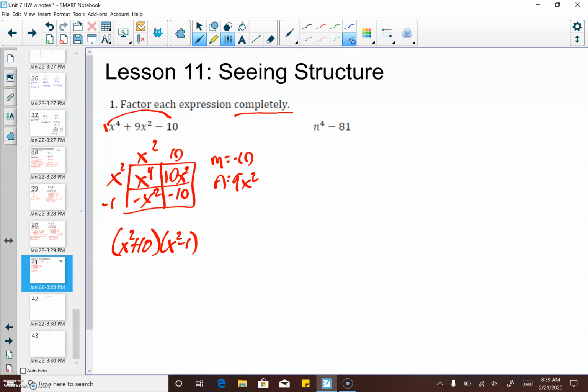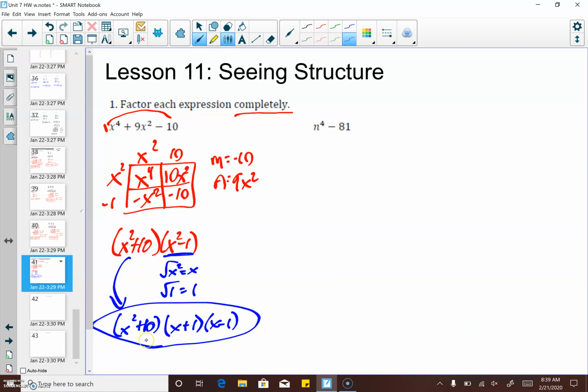So again, we have to look now. This first parenthesis doesn't go anywhere. We're going to end up just bringing it down. The second one is the difference of two perfect squares. x squared is perfect, you get x. 1 is perfect, you get 1, and there's a minus sign. So your final answer is your first parenthesis brought down, x squared plus 10, and then you get x plus 1 and x minus 1. And those three parentheses represent your answer.